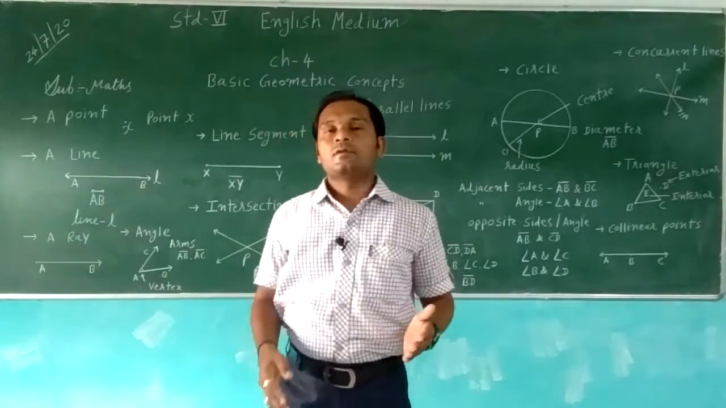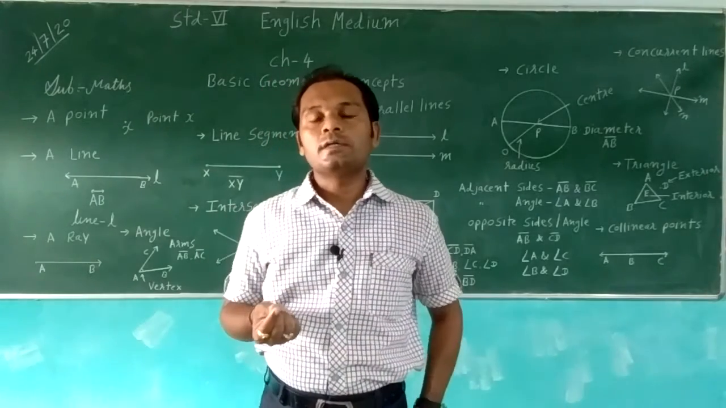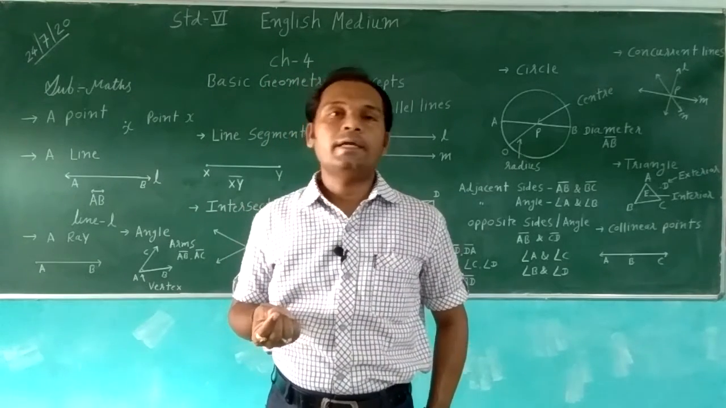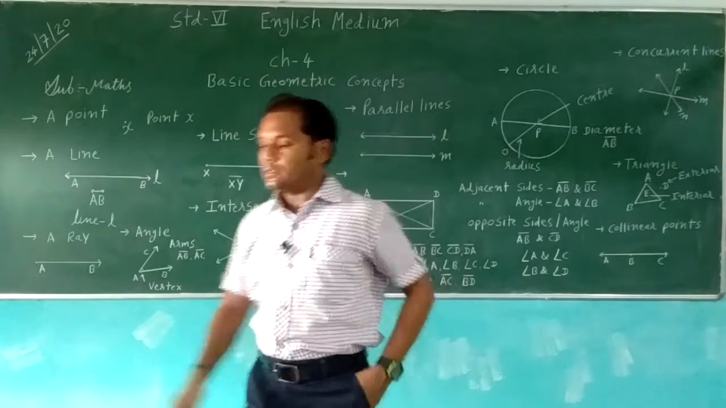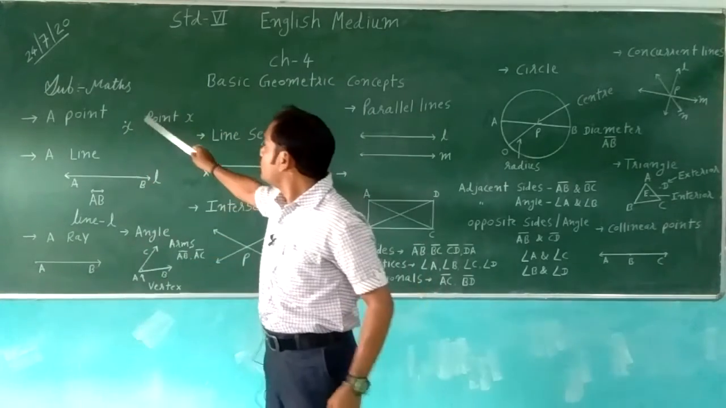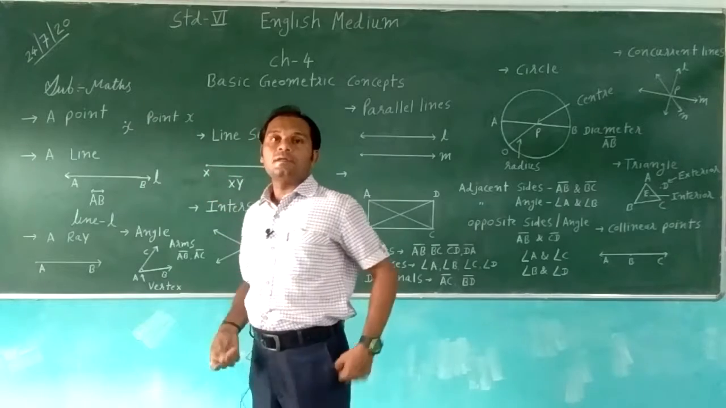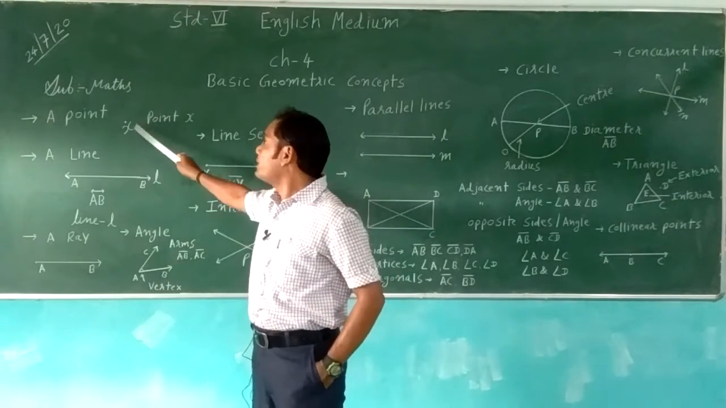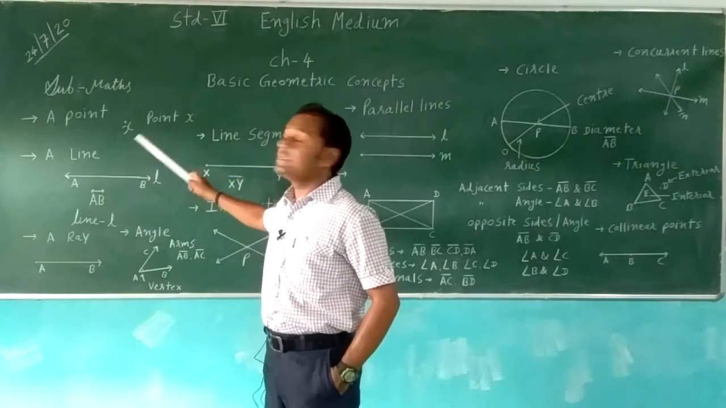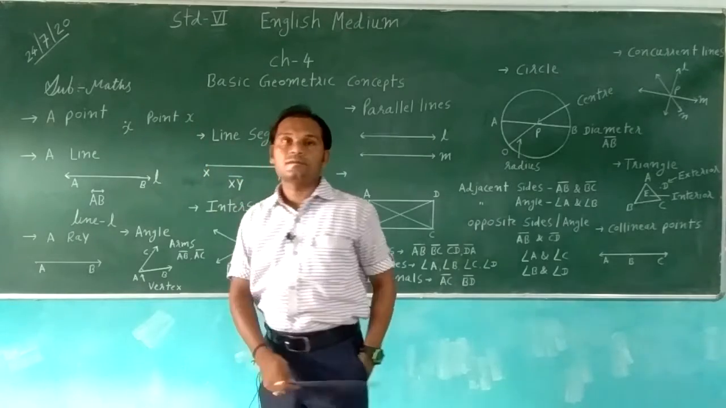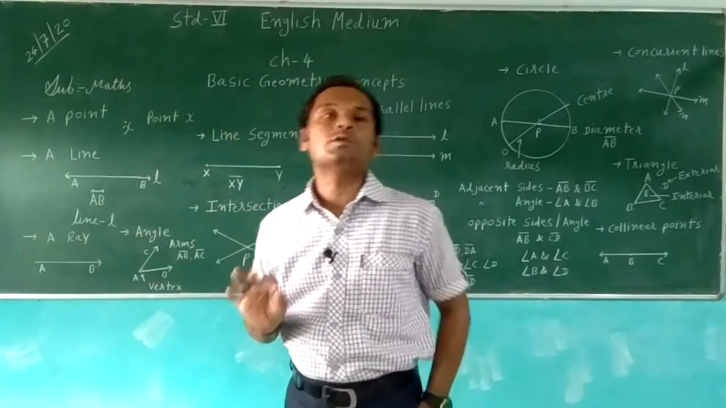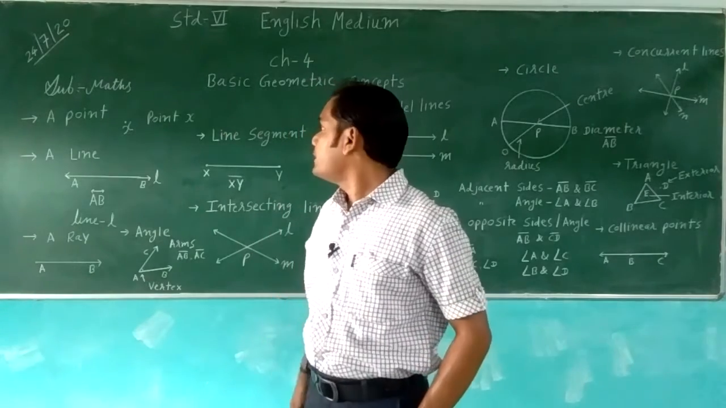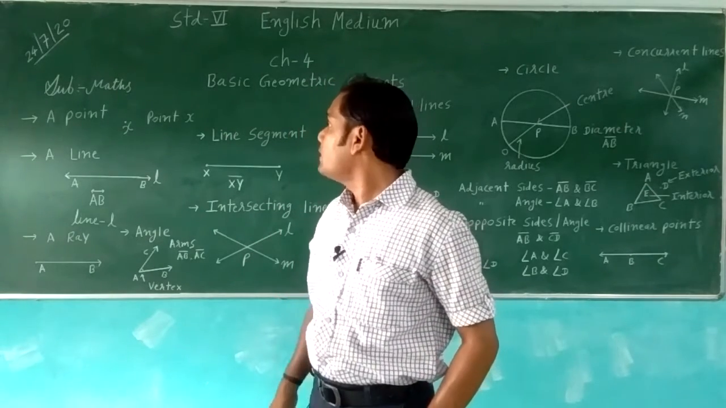A small dot is called a point and it is read as point X. Here I kept a point with the name X. We can read it as point X. So a small dot is called a point. Next thing is a line.